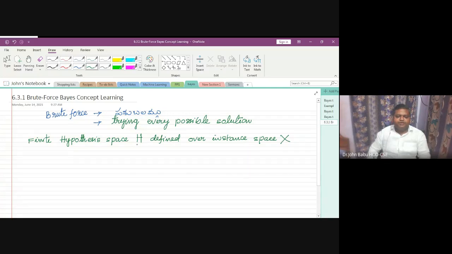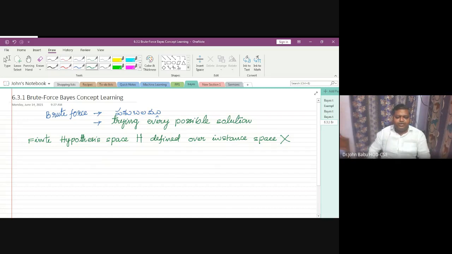So what is the hypothesis space? Capital H. It contains, for example, if you are tossing a coin, small h1 heads, small h2 tails. That is the hypothesis. And X is coin 1, coin 2, or trial 1, trial 2. That is the instance.